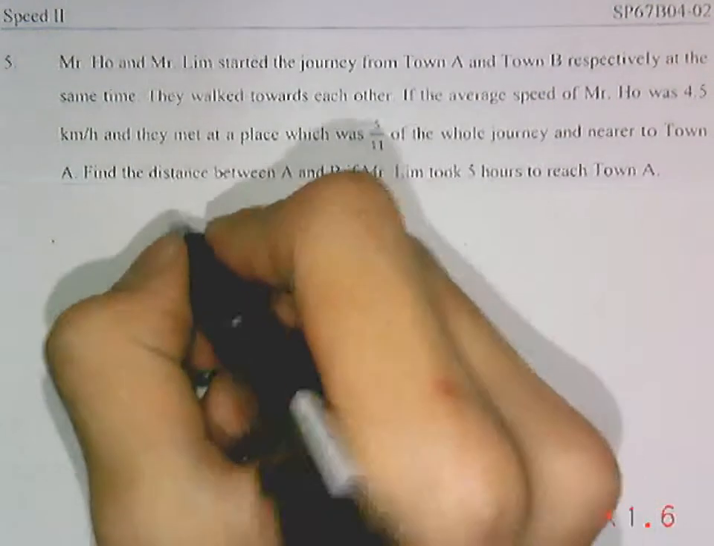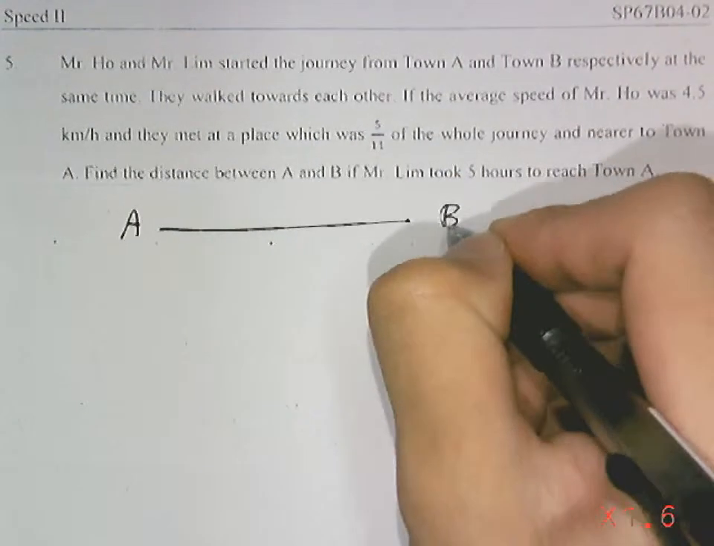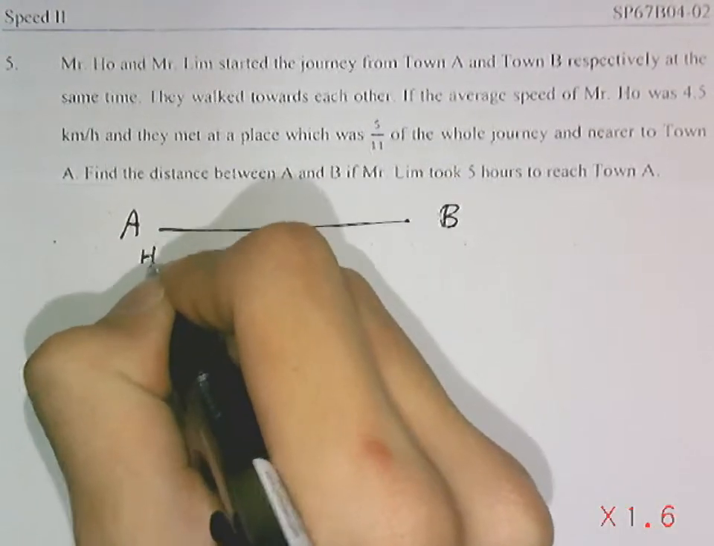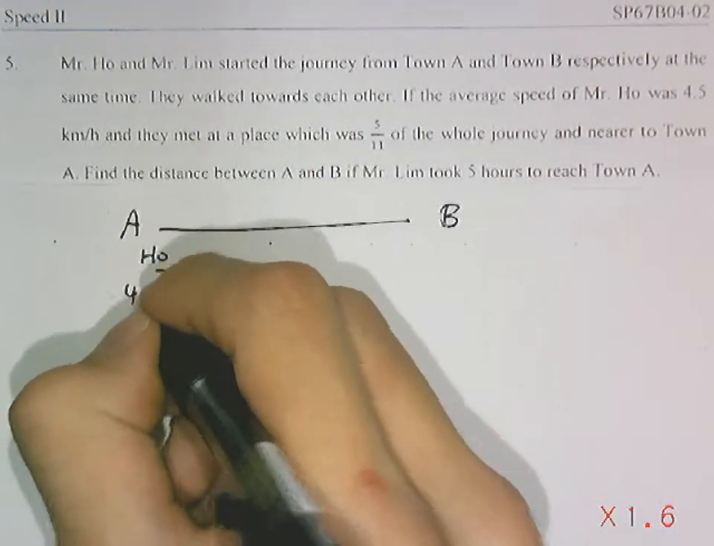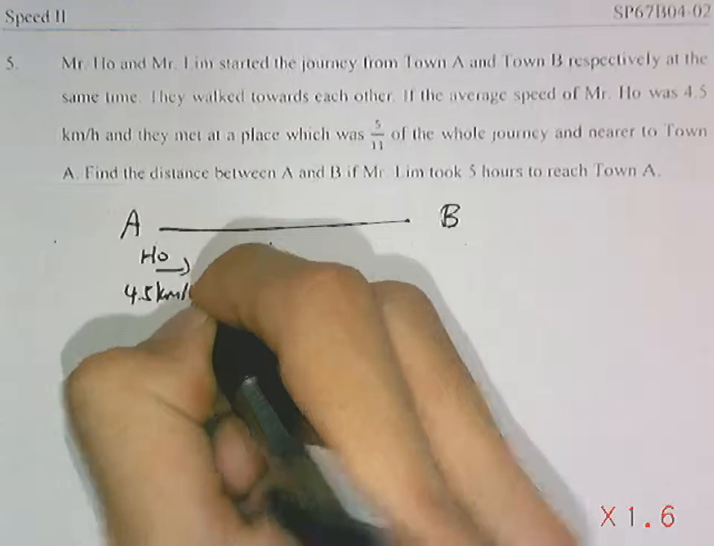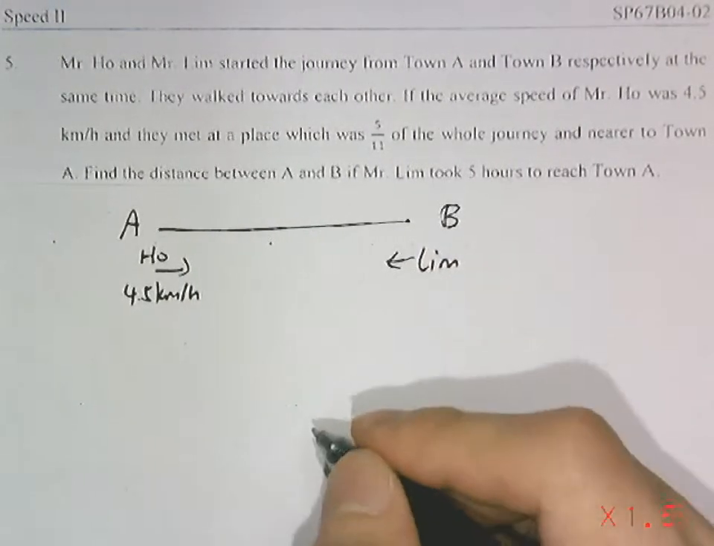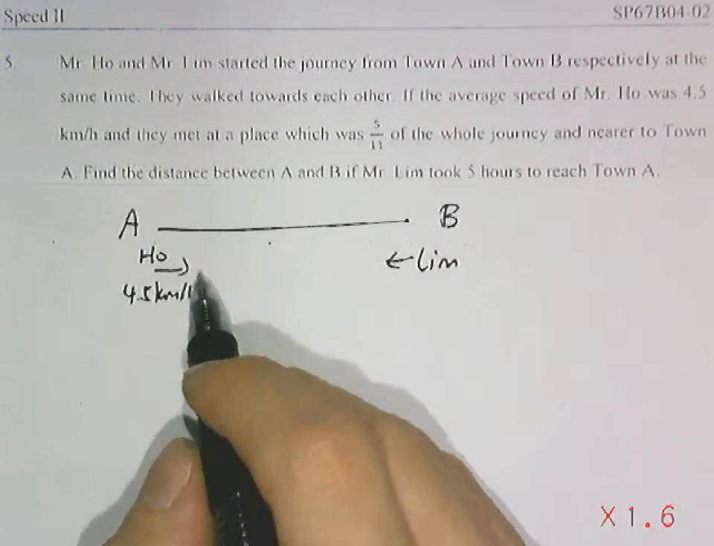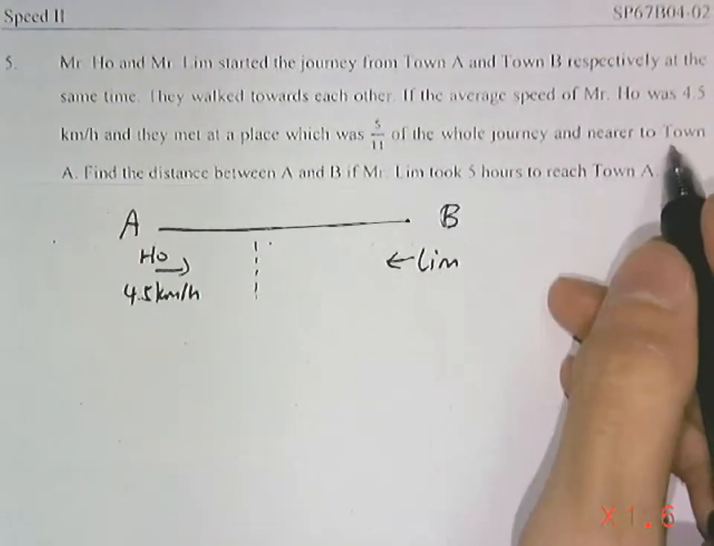Mr. Ho and Mr. Lim started at A and B respectively. So A, B, Mr. Ho. His speed is 4.5 km per hour. Mr. Lim, we don't know his speed. But we know that when they meet at the place, it is nearer to town A.